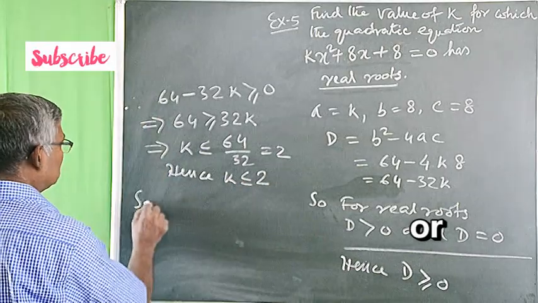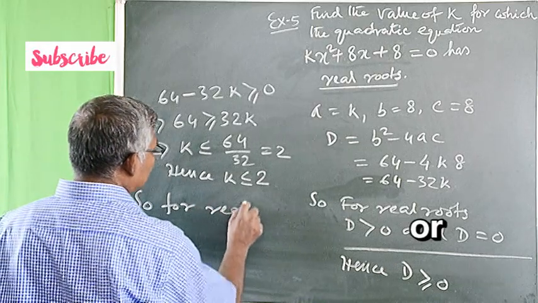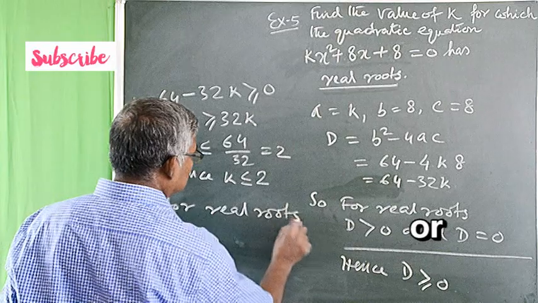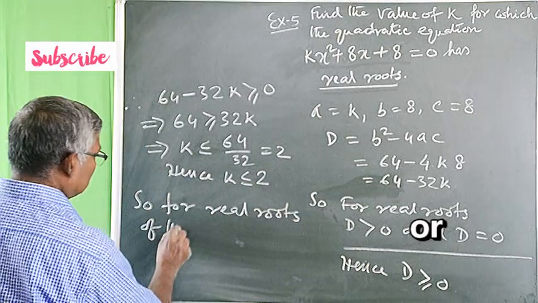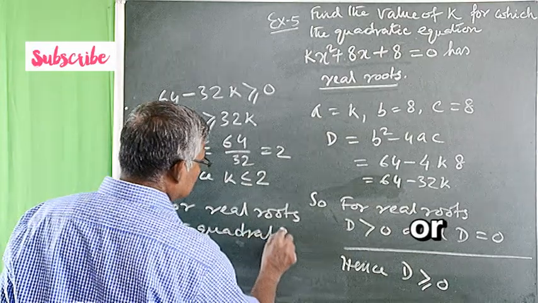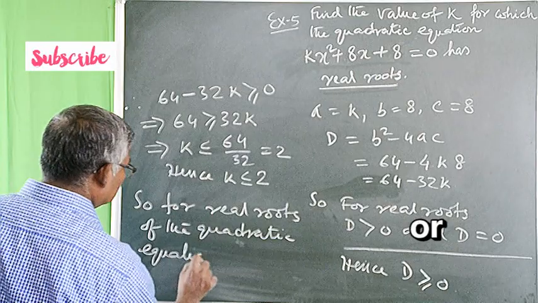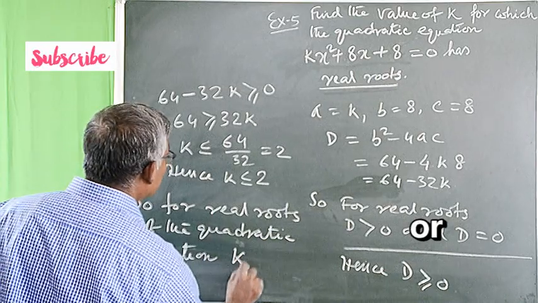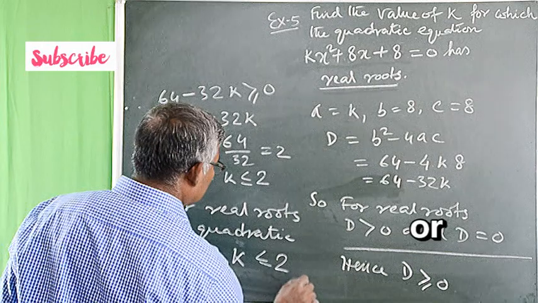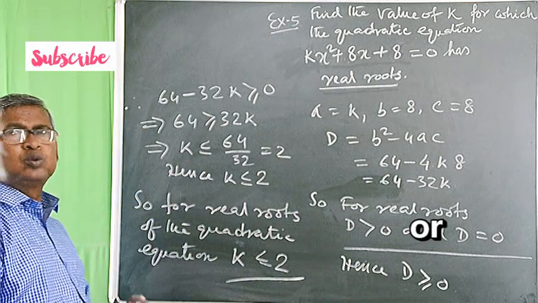So for real roots of the quadratic equation, k must be less than or equal to 2, which is the required condition for existence of real roots.